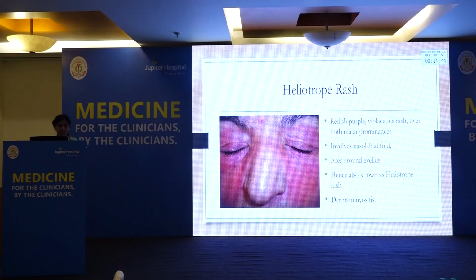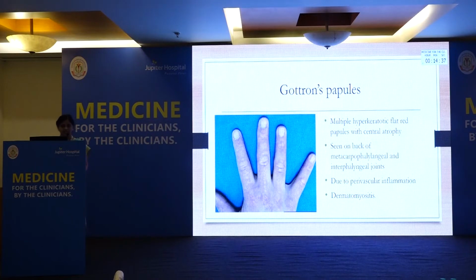Dermatomyositis has, for its diagnosis, one cutaneous criterion and other criteria. So one of the rashes is included as a diagnostic criterion for the diagnosis of dermatomyositis. Here are a few other rashes which we see in dermatomyositis. This is called Gottron's papules.